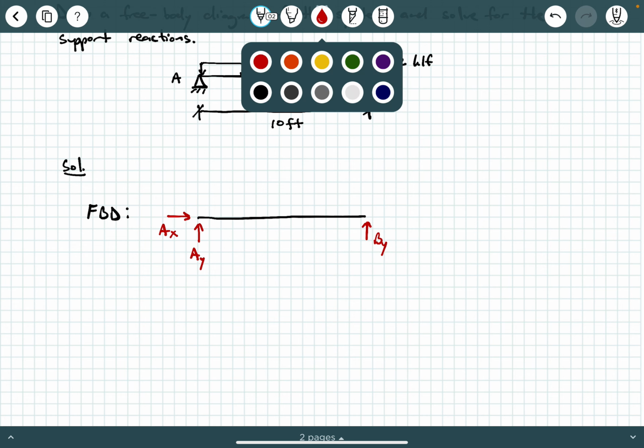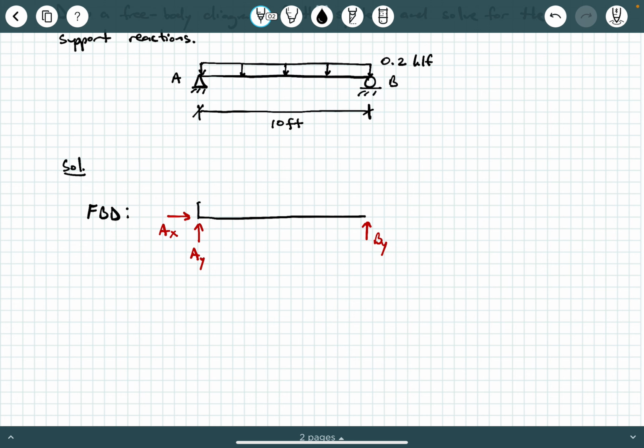Now we've got our uniform load. Let me draw that a little bit better for us. Didn't get much better, did it? I'm trying to draw a straight line here. That's better. We've got our uniform load spread out over the length of the beam. That's the 0.2 KLF. And of course, this whole thing is 10 feet long, okay? So this is my free body diagram.